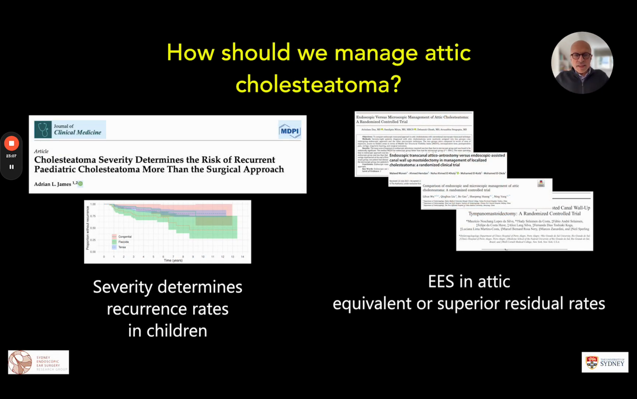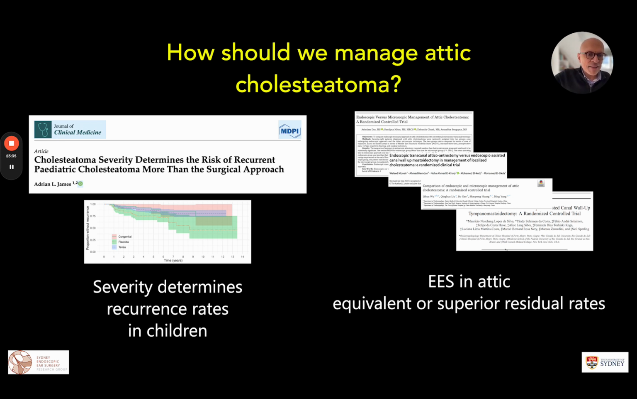So then if we're putting together all of this information of attic reconstruction compared to the data for obliteration, how do we manage our attic cholesteatoma? Well, two things come to mind. One is that we know most likely with recurrent disease in the children, and we have some nice data from Professor James published just this year with a very nice analysis of over 400 cases of pediatric cholesteatoma that basically good ears do well and bad ears do badly.